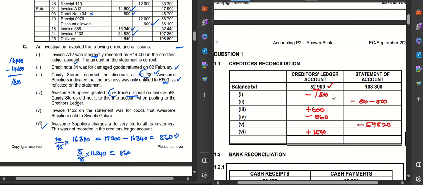So it's 52.9 minus 1.8 plus 600 minus 860 plus 1,540, and it gives you 52,380. Then we come here, 108,800 minus 800 minus 800 minus 54,820. That gives you 52,380. Okay, this brings us to the end of this question. We're going to make video 2 as we explain the bank reconciliation statement.